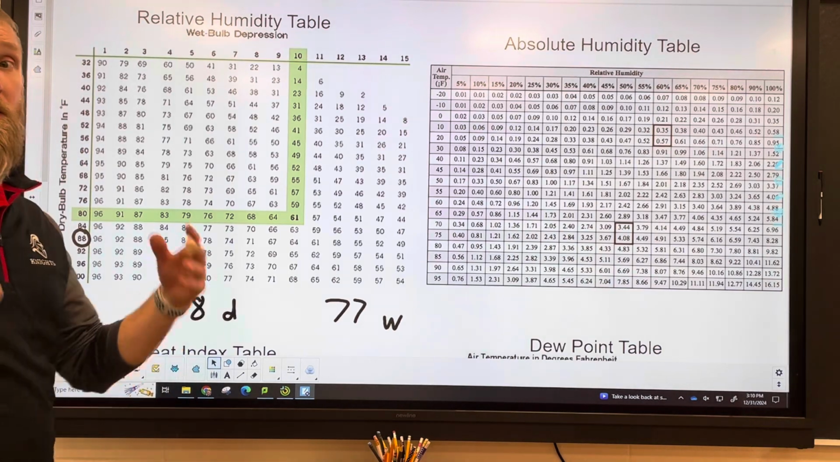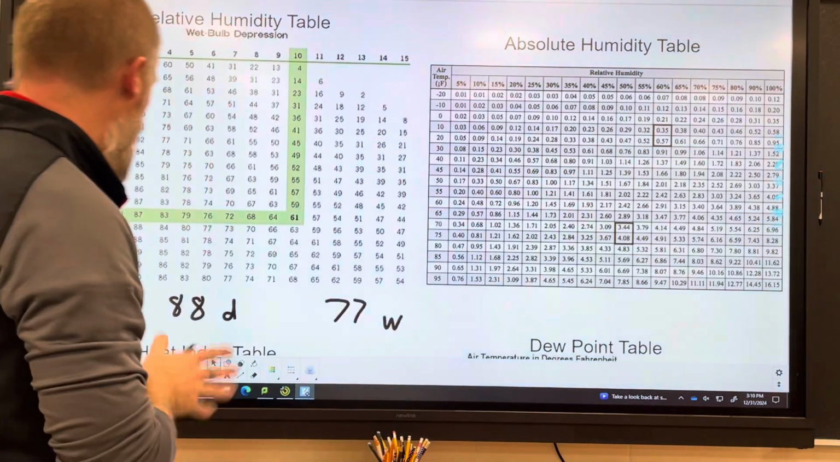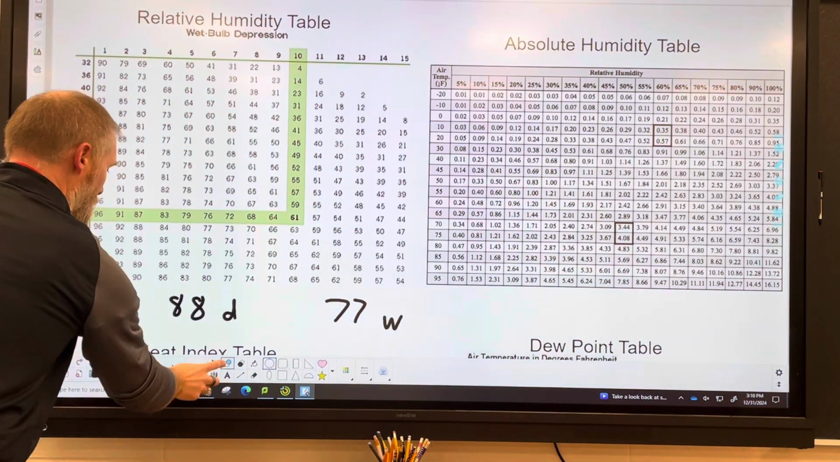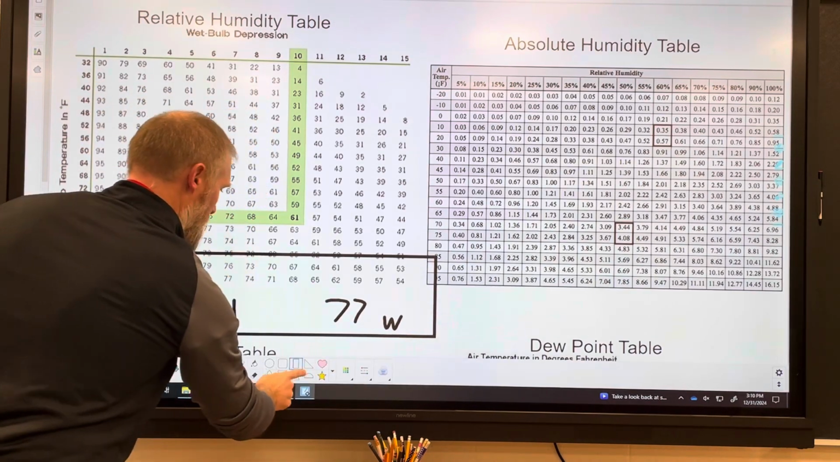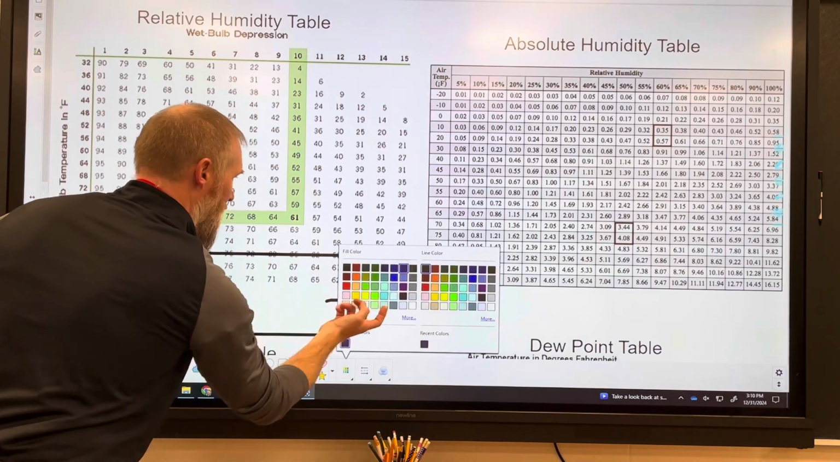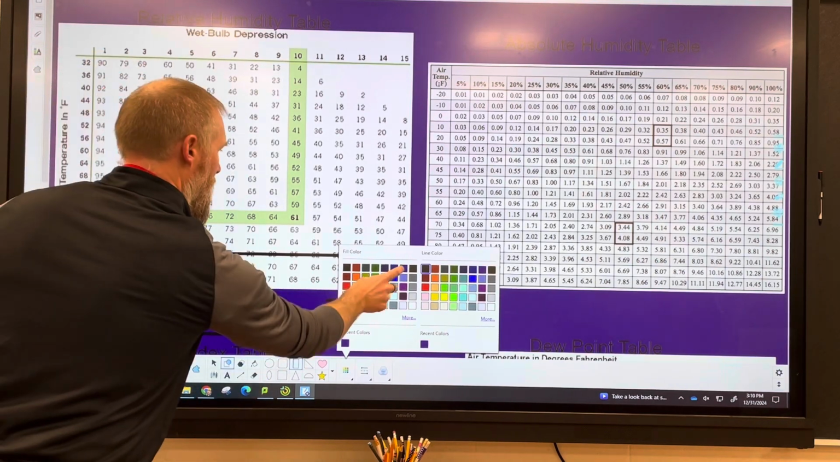An easy way, if you're not good at lining things up on a complex chart like this, would be to grab a sheet of paper, or an index card, anything like that.